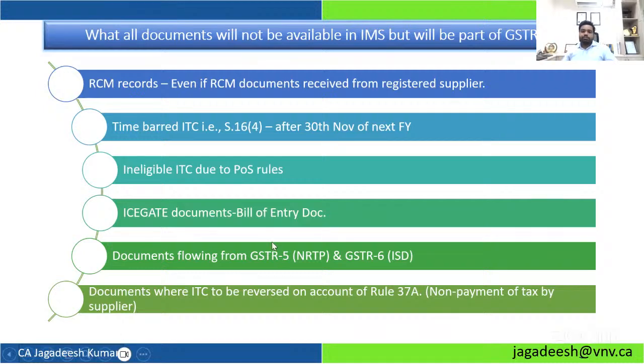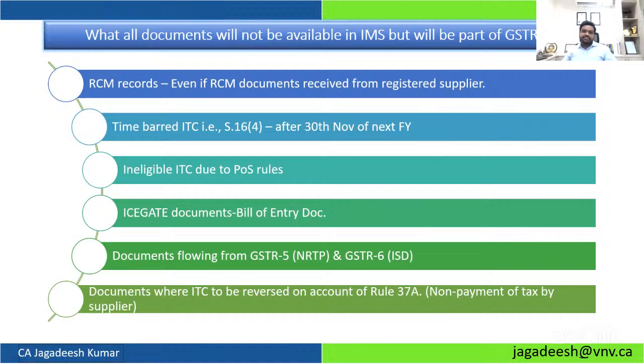ISD document, that is, bill of entry document, that is imports. In that case, it will go directly to my 2B and from there to 3B. And documents flowing from GSTR-5 and GSTR-6, that is, non-resident taxable person and ISD, input service distributor. In these two cases, it will go directly to my 2B. And documents where ITC is to be reversed on account of Rule 37A, that is, non-payment of tax by my supplier. In that case also, the invoice will not come to my IMS; it will go directly to my 2B.